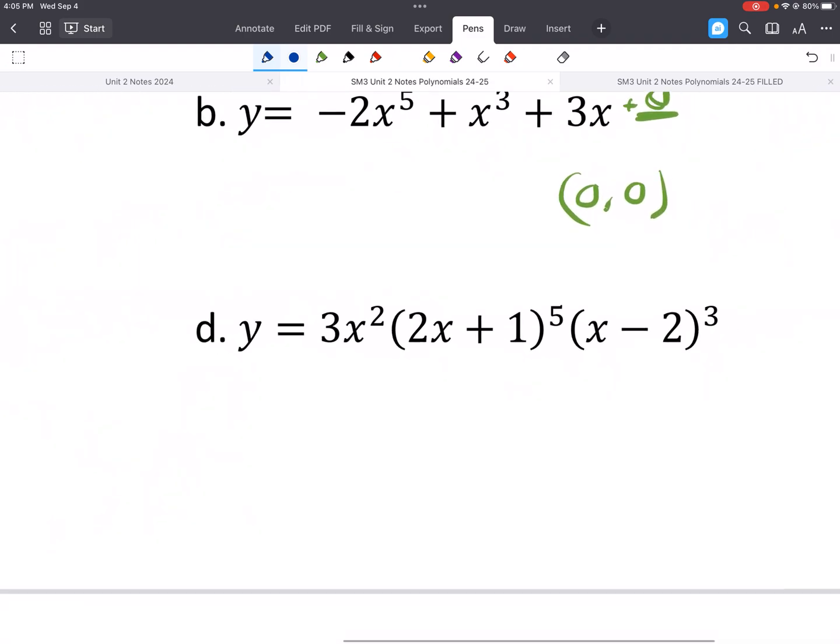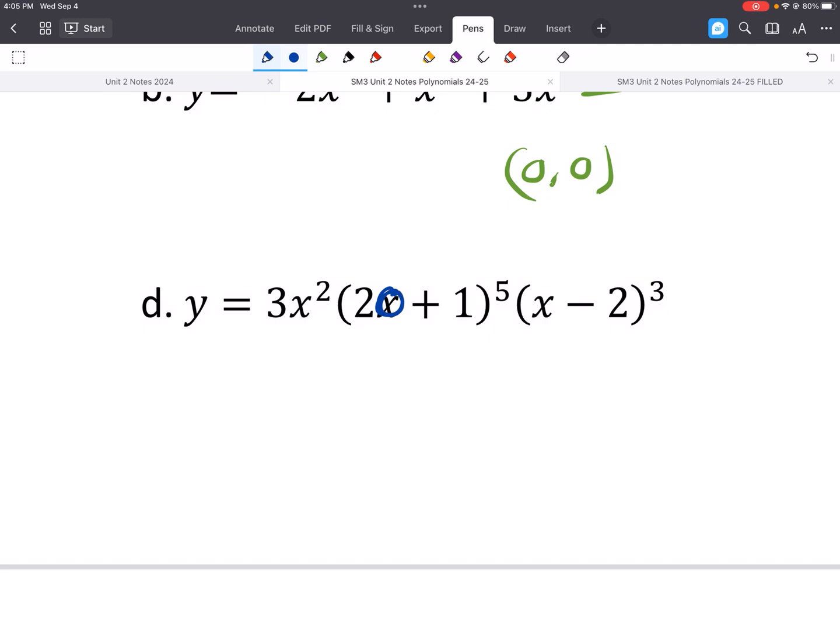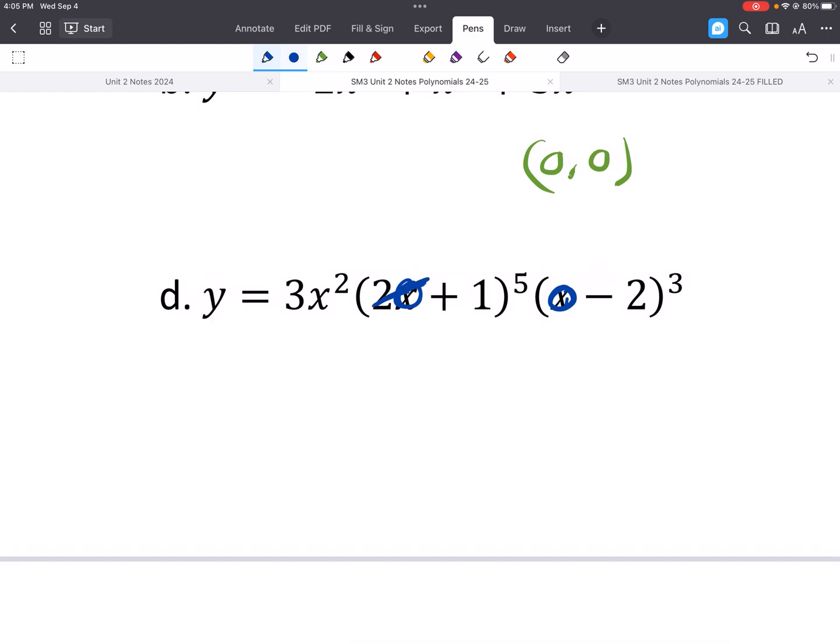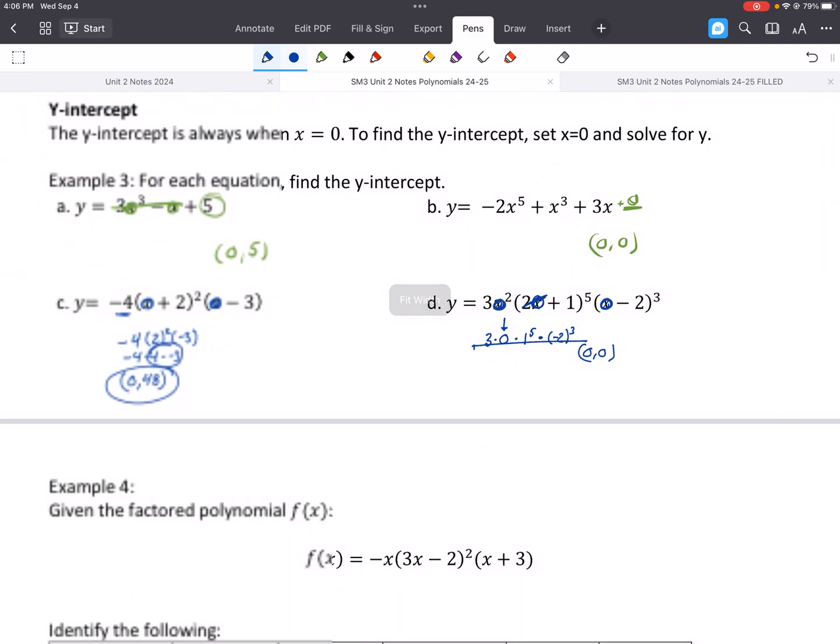Okay, let's try one more like that, okay? So again, we just set these x's to be zeros, which means this 2 is gone. And this is also 0. So we've got 3 times 0 times 1 to the 5th times negative 2 to the 3rd. Oh, but if you multiply something by 0, that means the whole thing is 0. So we'd get 0, 0. So watch out for that. If you have an x that's not in a parenthesis, then it's going to make everything be 0 if x is 0.